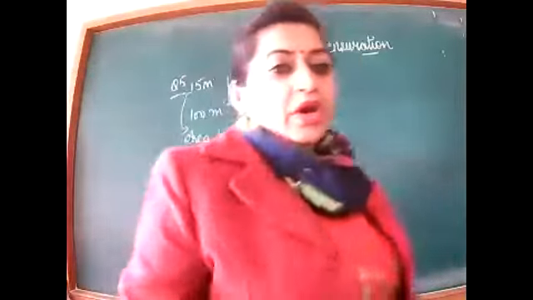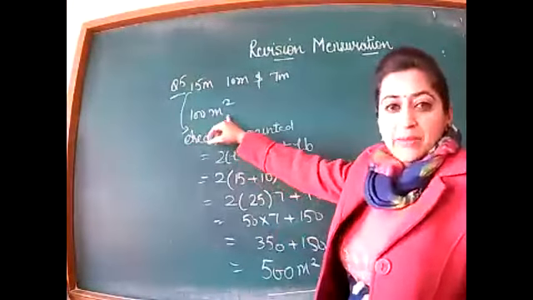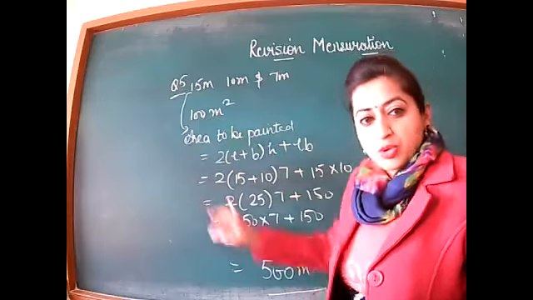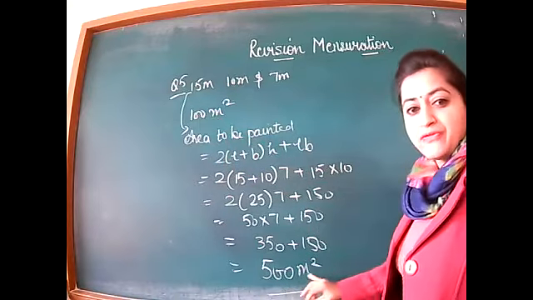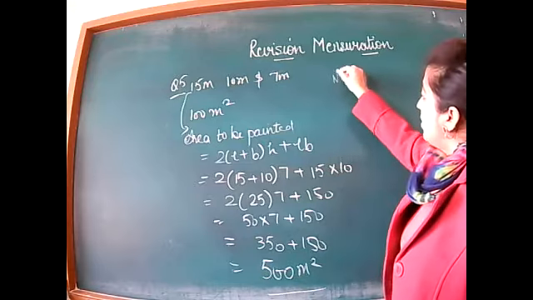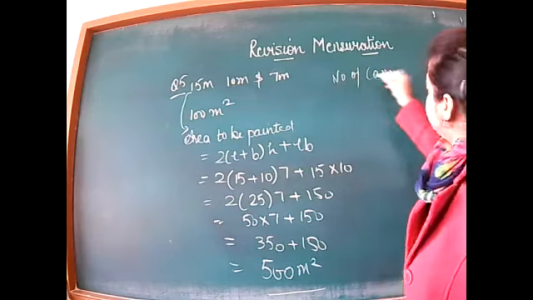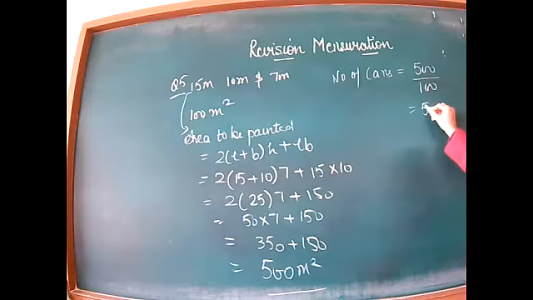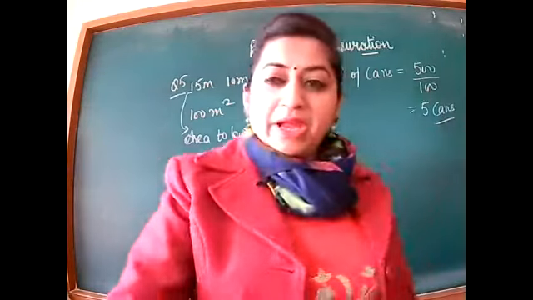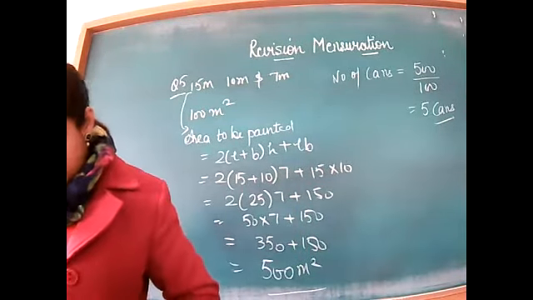Now what you will do, you will divide this area. Actually, from one can, this much area can be painted. So you have to tell me how many cans are required to paint 500 meters square. So number of cans is equal to 500 upon 100, that is 5. So 5 cans are required to paint 500 meters square area. Okay.